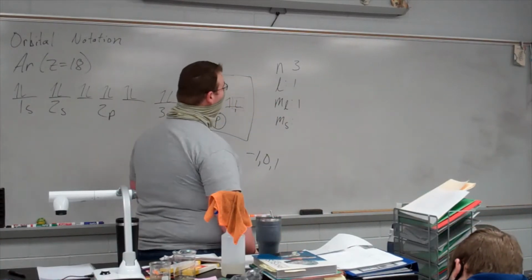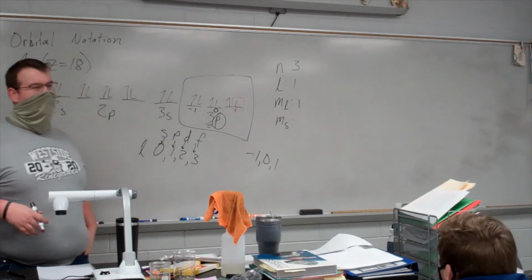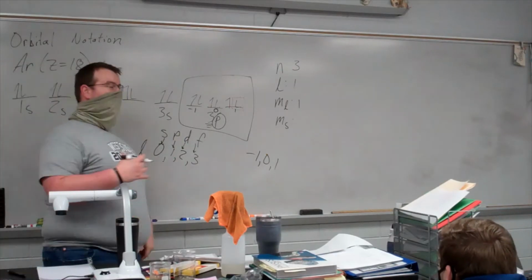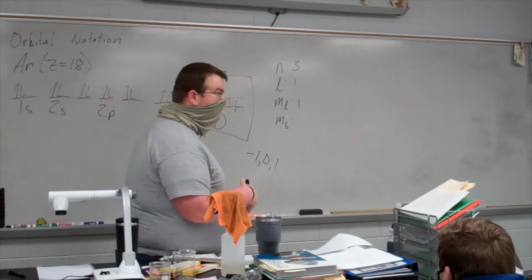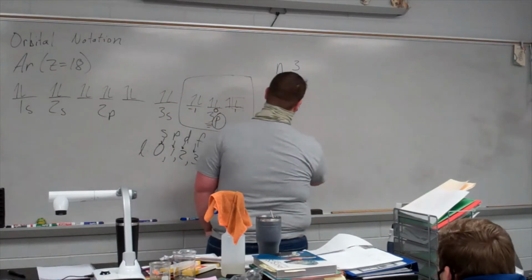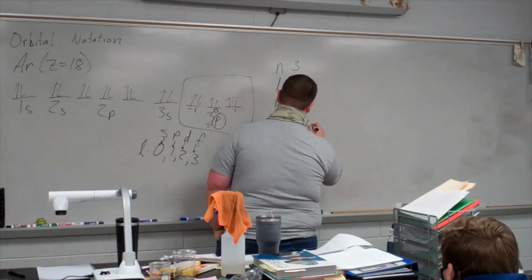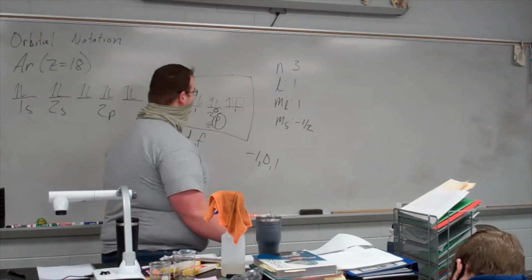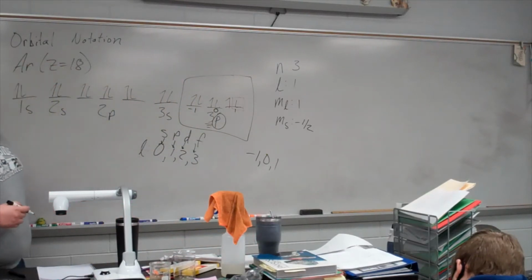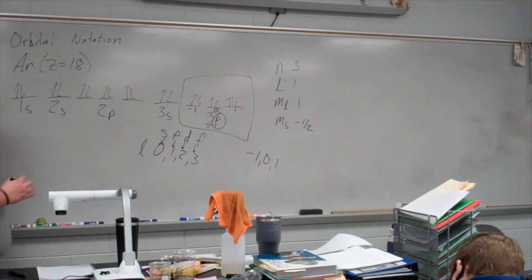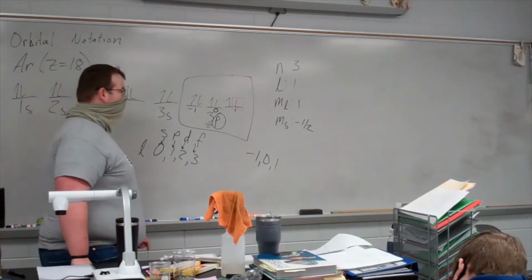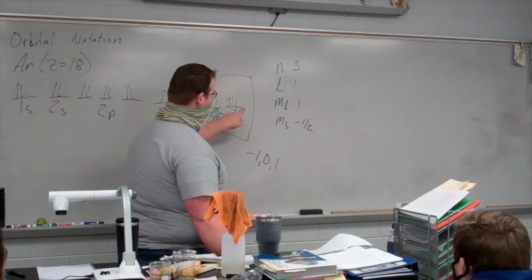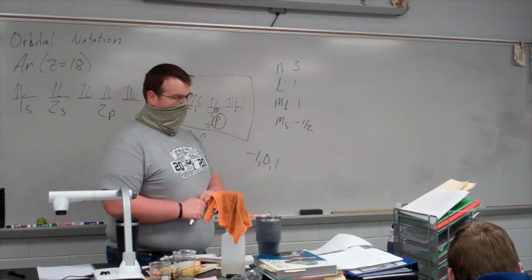And then the spin quantum number. If the arrow points up, it's plus 1/2. If the arrow points down, it's negative 1/2. So M sub S is negative 1/2. You have now found the 4 quantum numbers for the last electron in the orbital notation of argon.